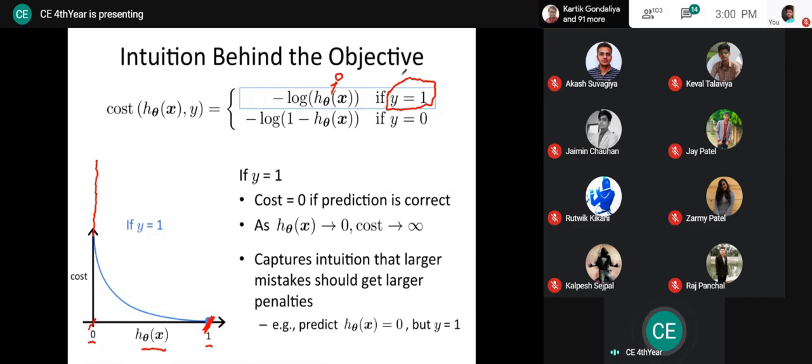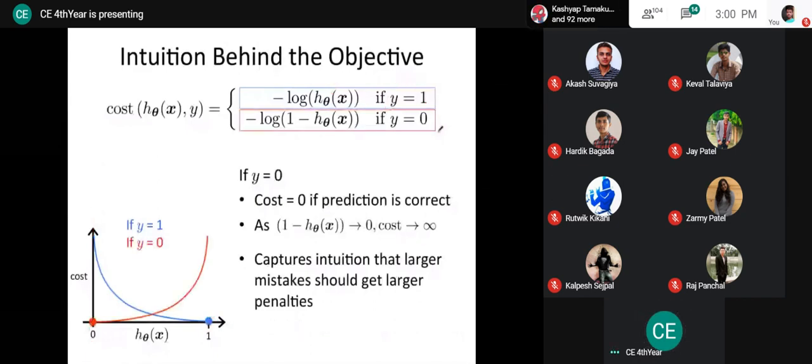Now if we focus on the second part, that is, what will be the cost function whenever y is equals to 0, then the cost will be like this. And you can just plot different values of this hypothesis over here. You can just put the values of the hypothesis between 0 to 1, different values, and you will get this kind of graph.